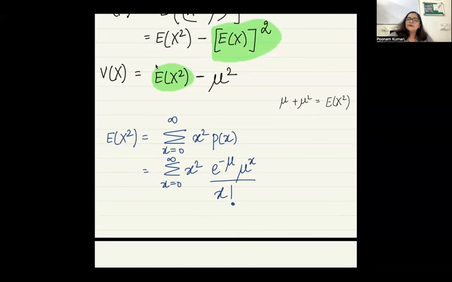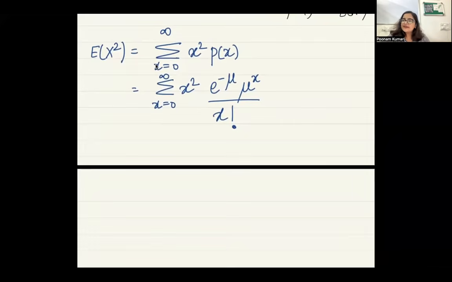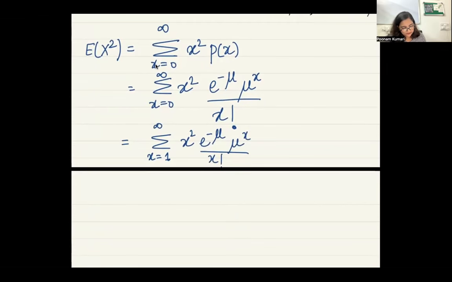ठीक है. अच्छा जी. तो now our goal is to manipulate it somehow. तो पहली चीज जो हम यहाँ पे कर सकते हैं वो क्या हो जाएगी कि मैं इसको ऐसे कर सकती हूँ. Summation x value going from 1 to infinity, x square e power minus mu power x divided by x factorial. Can I do that? The same thing that we did earlier as well.